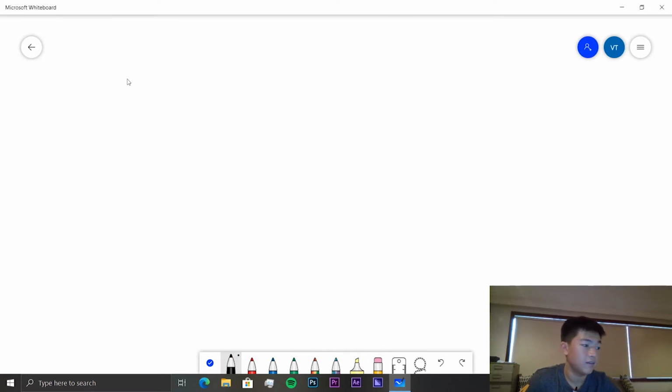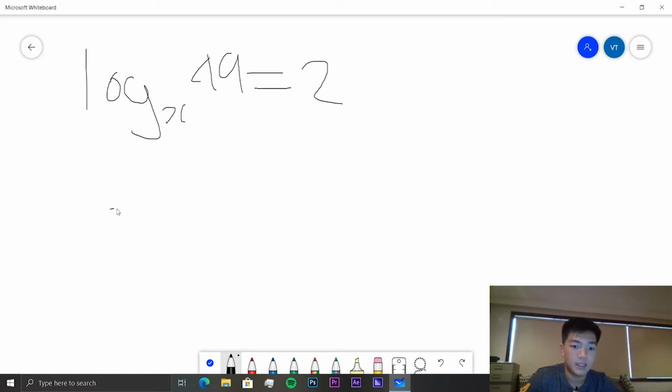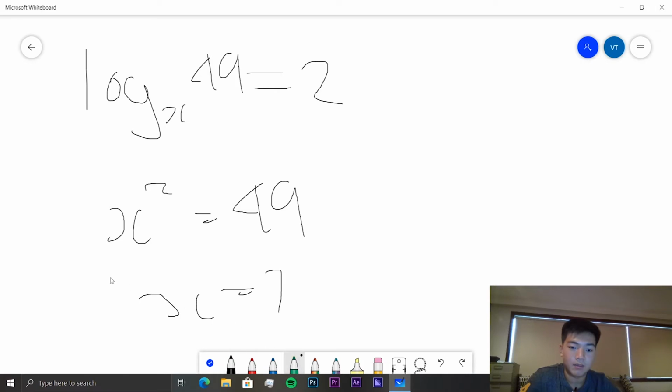Next, we have log base x of 49 is equal to 2. So we have x squared is equal to 49, and so x is equal to 7. So yeah, pretty simple.